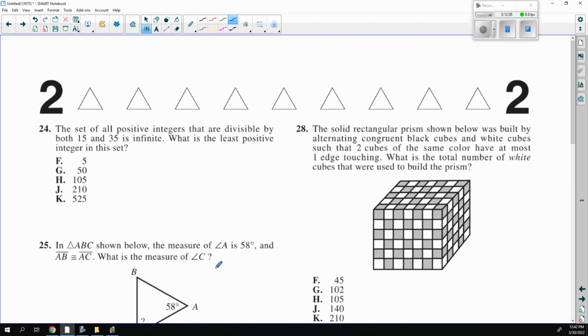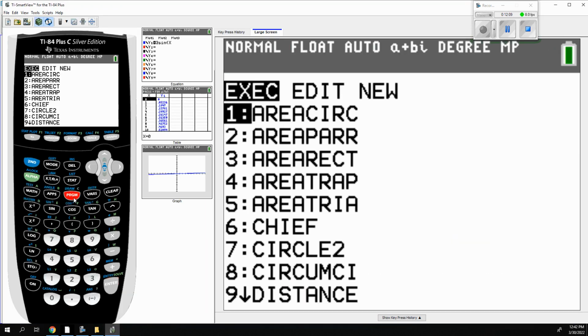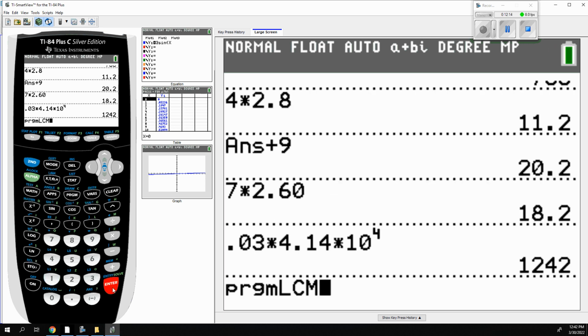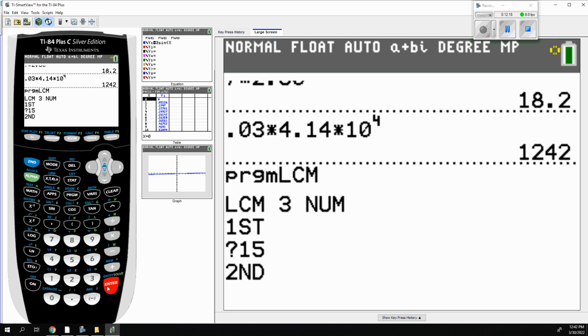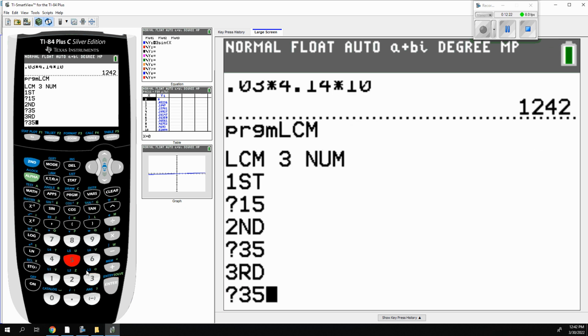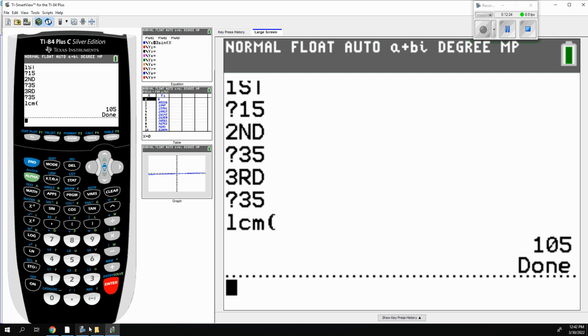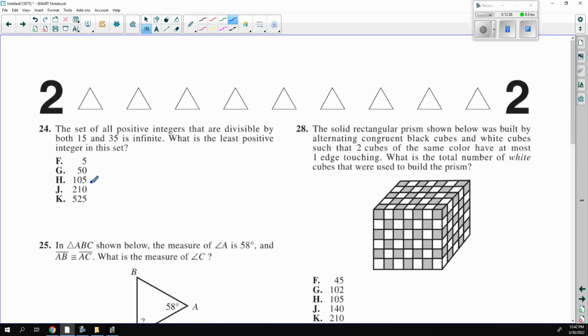Funny way to ask it, but if you're divisible by 15 and 35, you're the least common multiple of 15 and 35. So you remember the tip, just do the 35 twice, and you got it. It's 105, H.